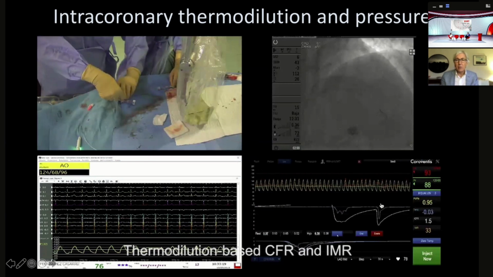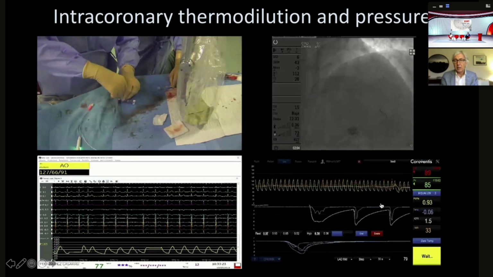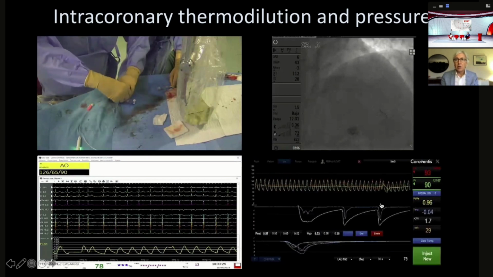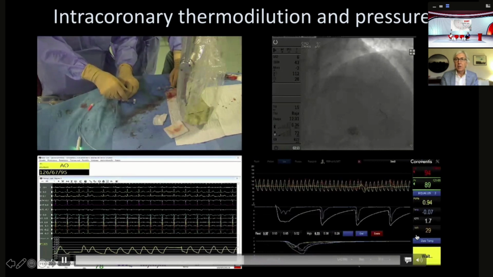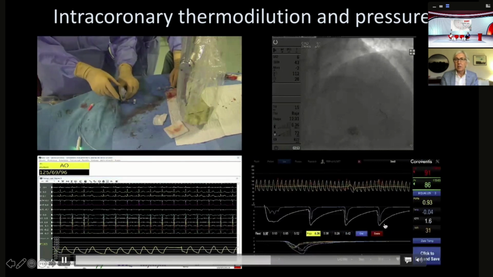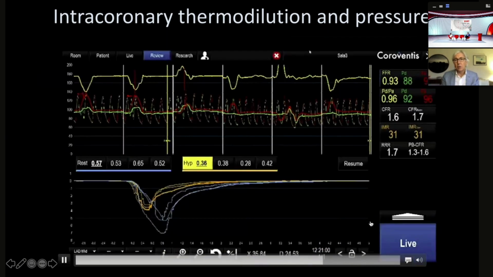And we have different ways of looking at resistance. You can measure it with flow and pressure, like in the case that we were doing before, but you can also do it with thermodilution. Here you can see an example of how in this patient we are injecting a bolus of saline, looking at the pressure recovery at rest and during hyperemia.